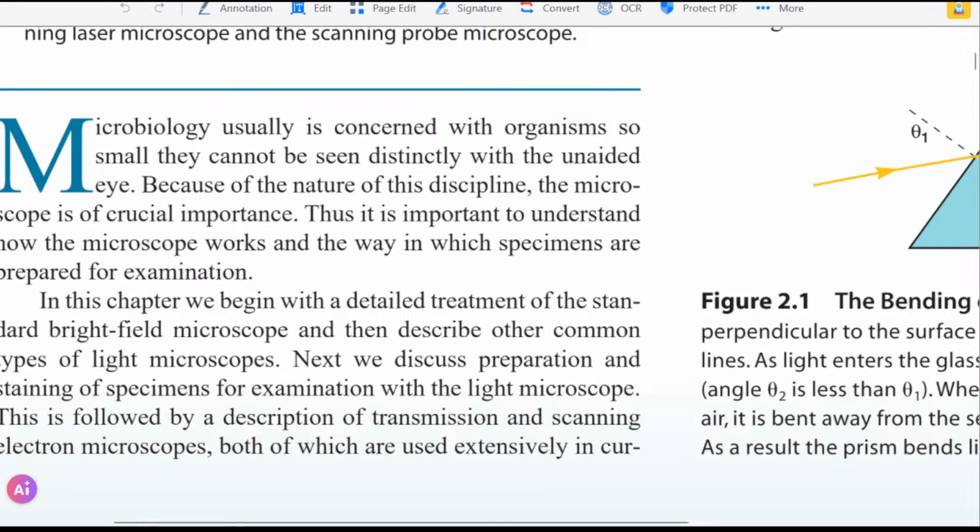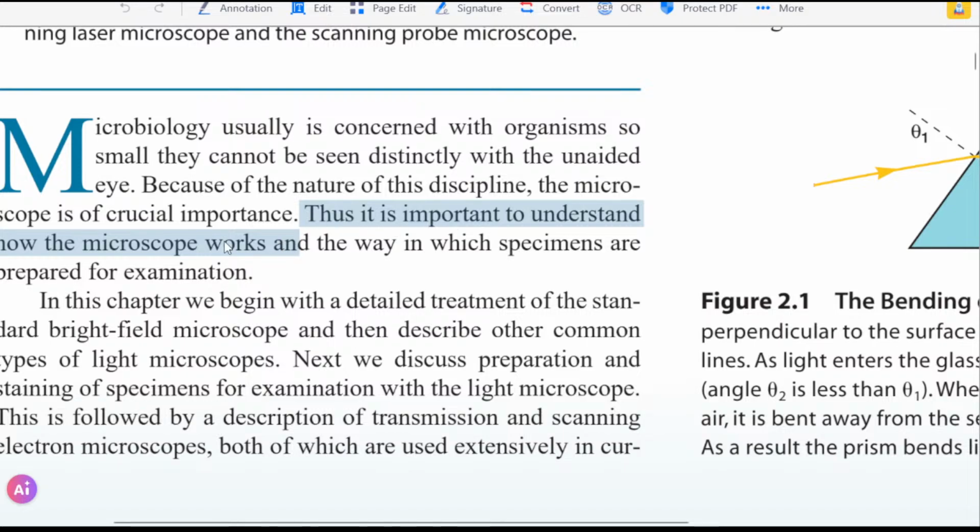Microbiology is usually concerned with organisms so small that they cannot be seen distinctly with the unaided eye. Unaided eye means not your usual eye, but an eye that is being helped with something else. If it is not being helped with something else, you cannot see it. Because of the nature of this discipline, the microscope is of crucial importance. This is the nature of our discipline: we cannot see the organisms, but we want to study them. So the microscope comes in as an important aspect of microbiology.